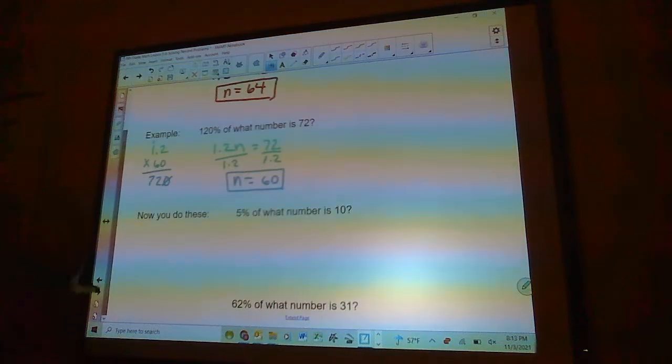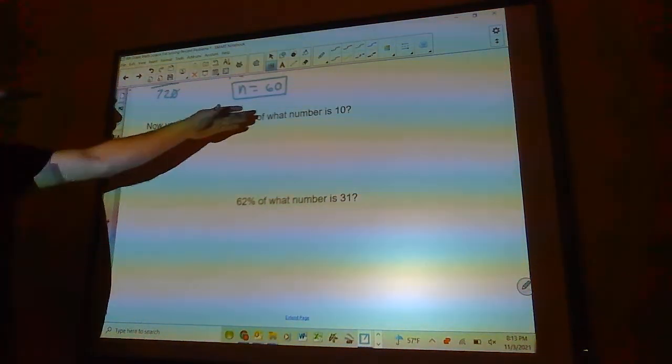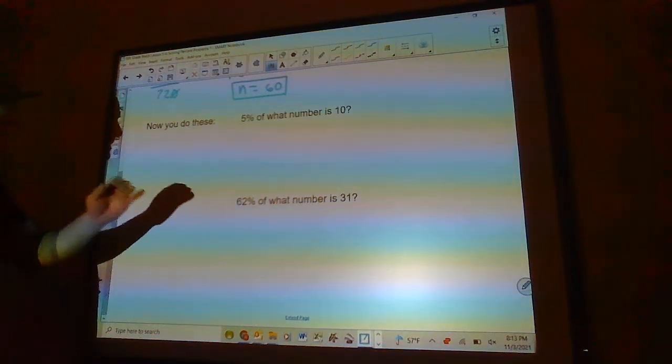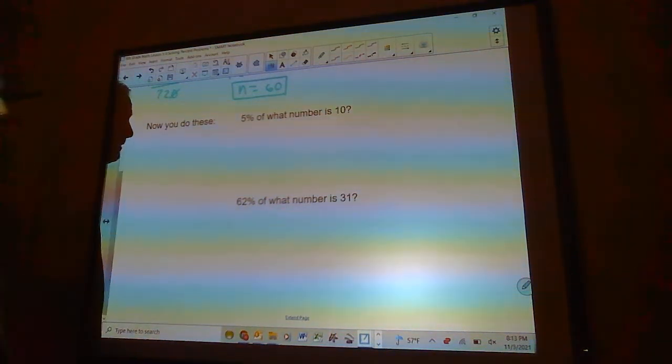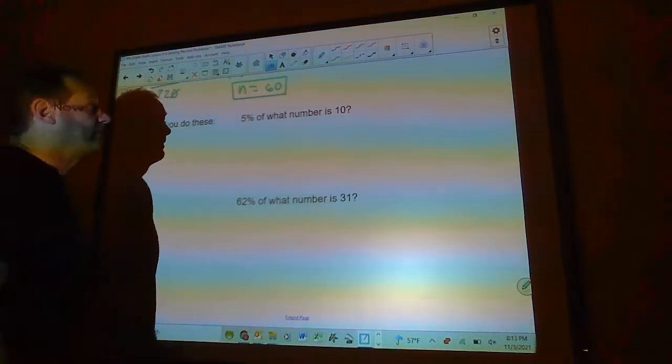Okay, now you're going to do these two. So you're going to go ahead and pause the video. You do 5% of what number is 10, and 62% of what number is 31. Okay, so pause the video here, and then unpause it when you're done and check your answer.